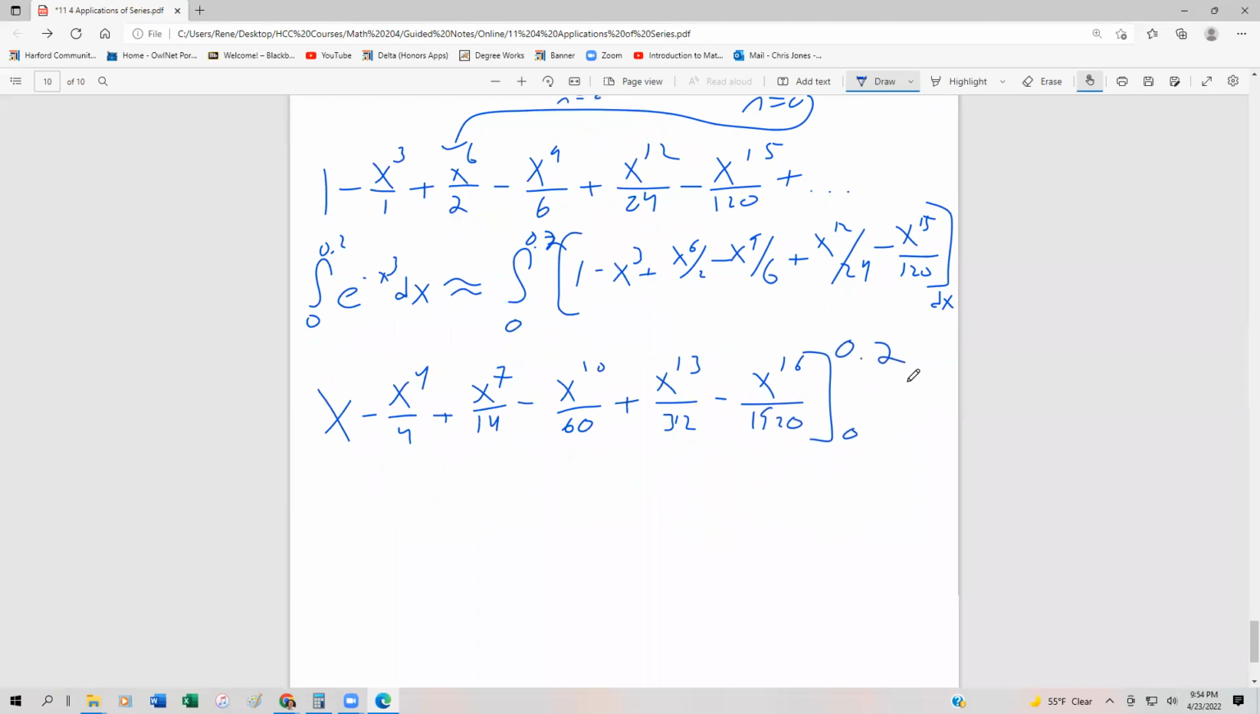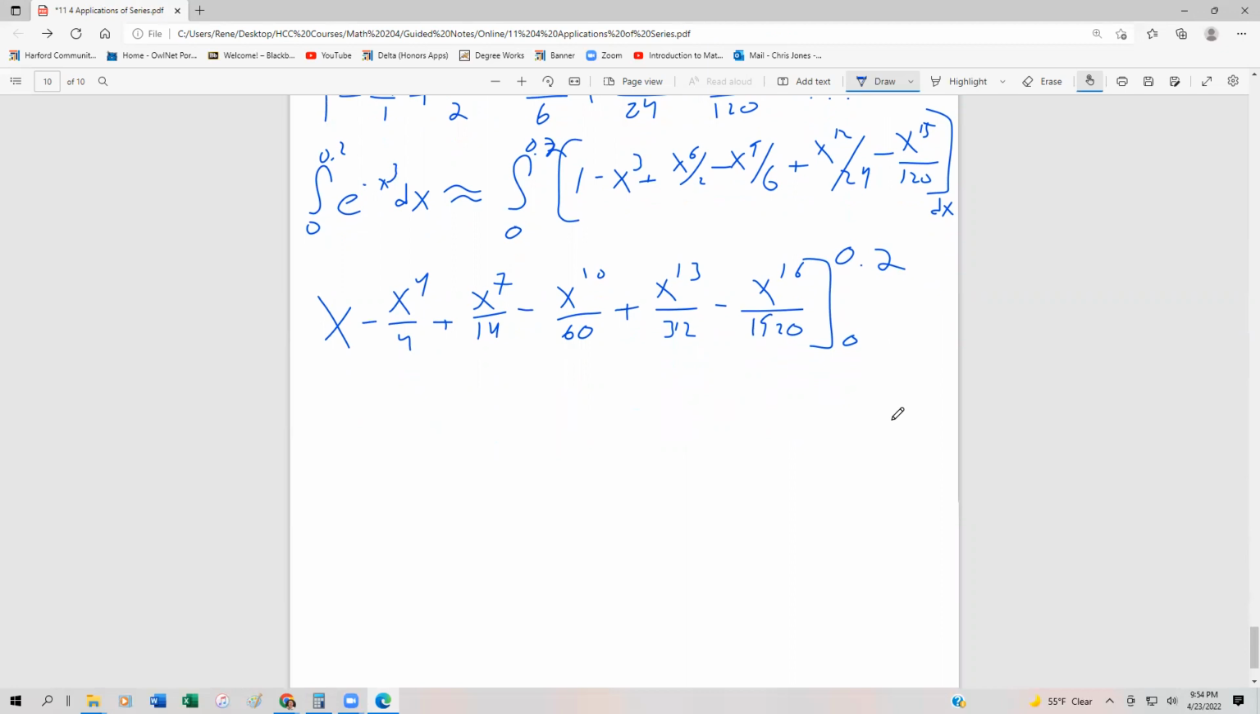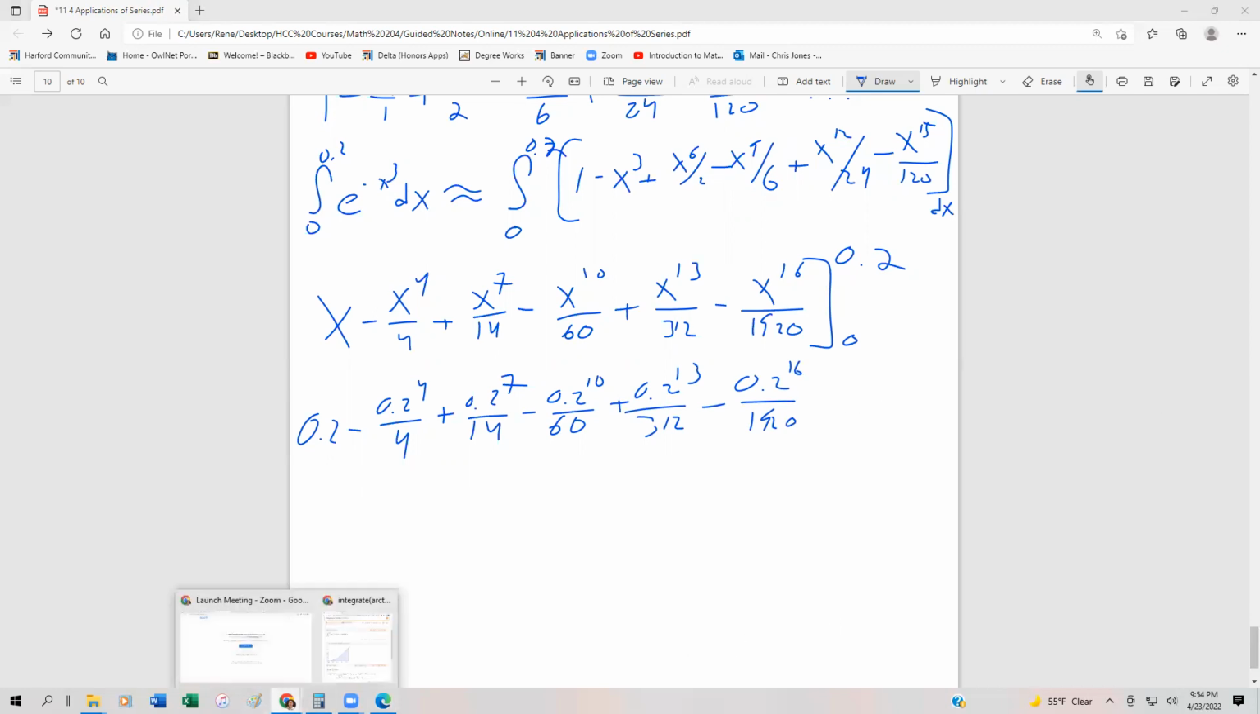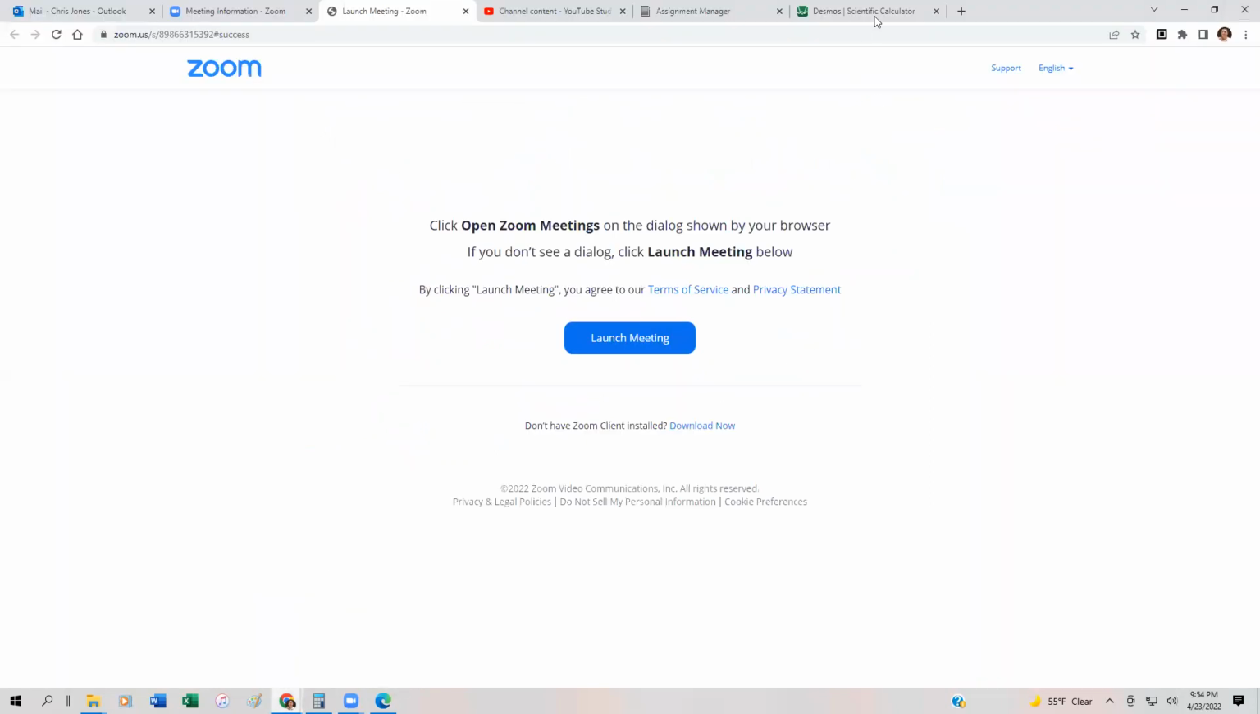So at this point, we could just substitute 0.2. 0 is going to cancel everything out, because everything's a polynomial. So this becomes 0.2 minus 0.2 to the 4th over 4 plus 0.2 to the 7th over 14 minus 0.2 to the 10th over 60 plus 0.2 to the 13th over 312 minus 0.2 to the 16th over 1920. Now, I'm just going to go ahead and use my calculator to approximate that. Just give me a sec and I'll plug that in.